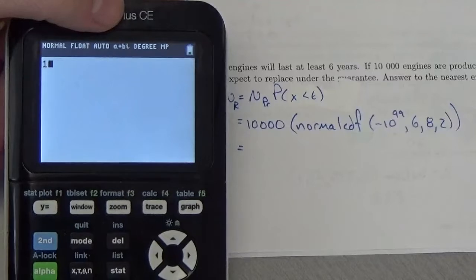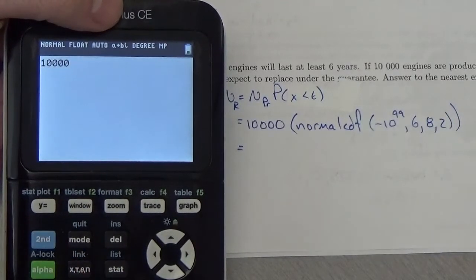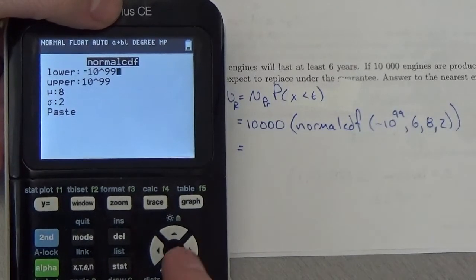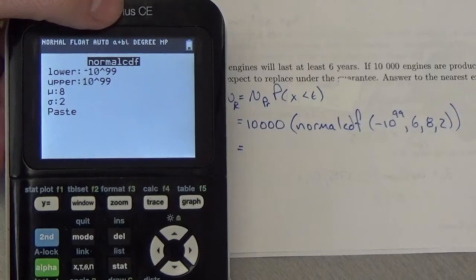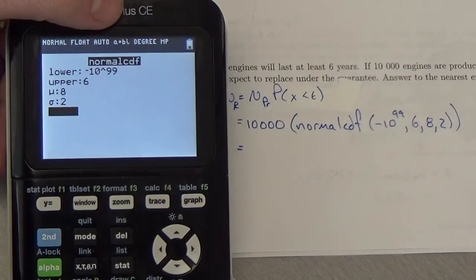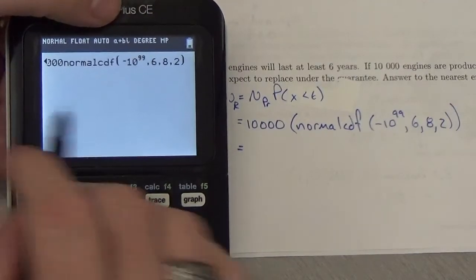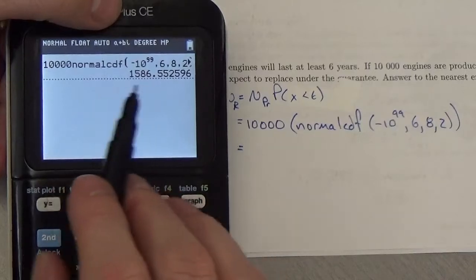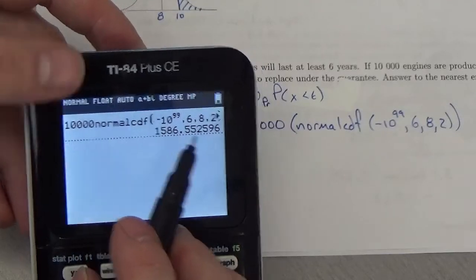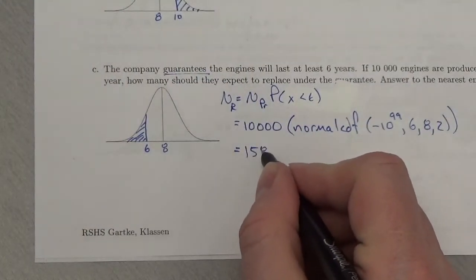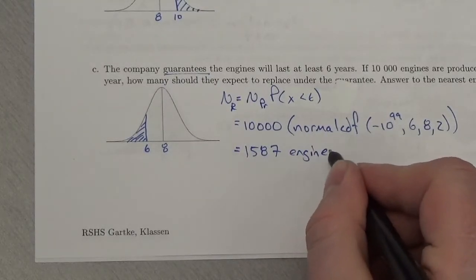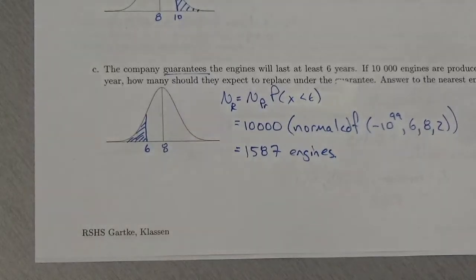So here we go. 10,000 multiplied by the normal CDF, negative 10 to the 99. Again, don't let the fact that that's a weird thing throw you off here. This is an approximation. Up to 6, 8, 2. It fills that in. And that company can expect to, now we're going to round this to the nearest whole, so this is going to be 1587. Can expect to replace 1,587 engines. Okay, that's what they can expect to replace.